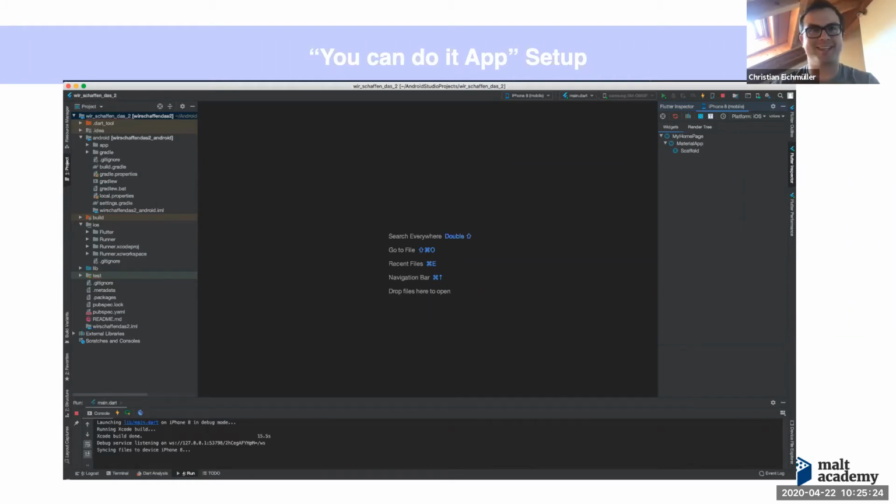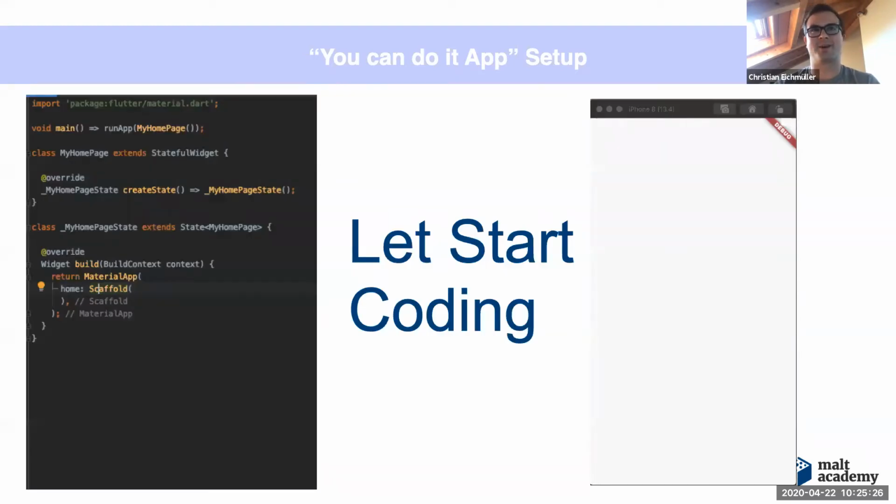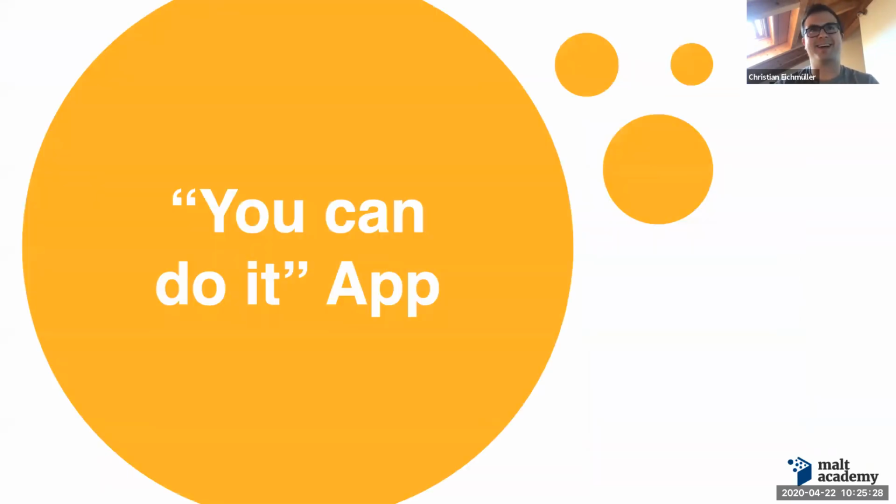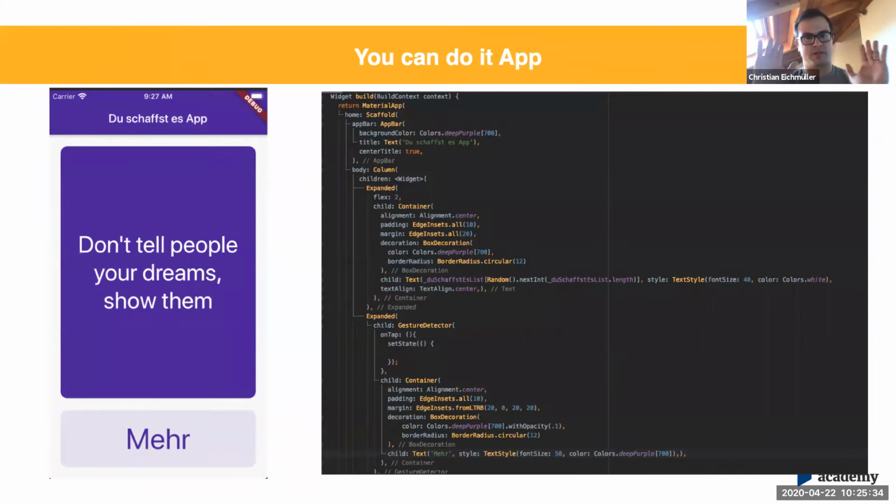All right. So let's start coding. Let's get to the fun part here. Let's start creating our first app. You can do it. Okay. So just to look at the design first of all, we have here now our app, and we have an app bar in it. We have text within the app bar, and some boxes and some text. So it sounds pretty easy. Let's see if it's easy.